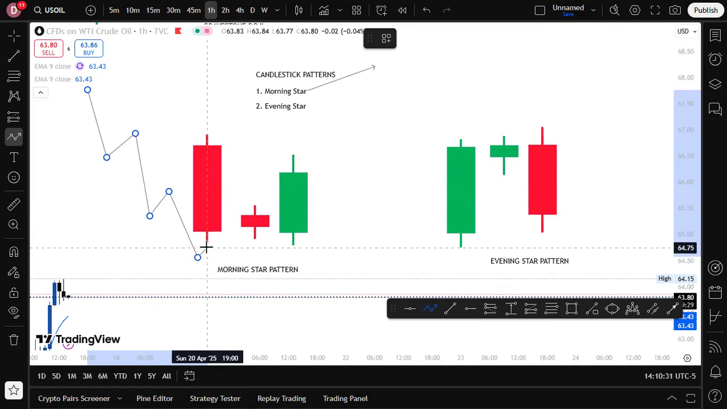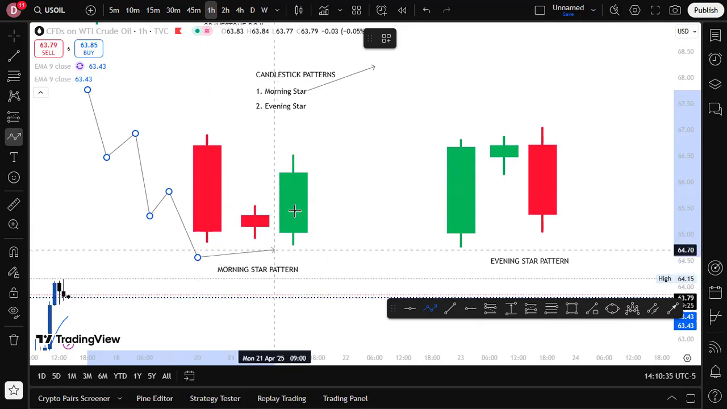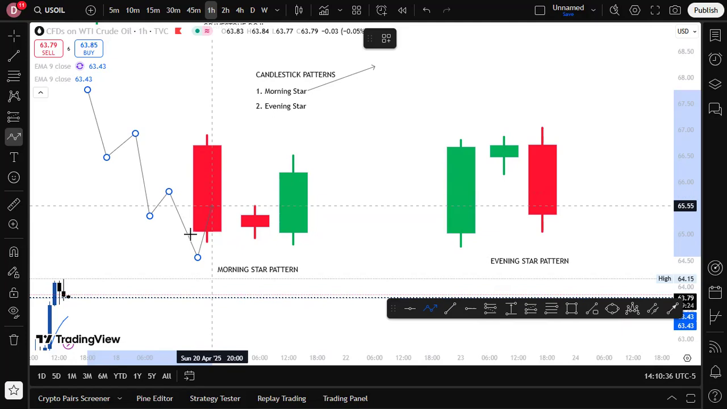It consists of three candlesticks: this is the first candlestick, this is the second candlestick, and this is the third candlestick. Whenever it occurs, mostly at the bottom of a downtrend, it signifies that a bullish reversal is about to happen. So if the price is coming down in a bearish form and then this morning star pattern forms, it indicates a very strong reversal in the market.